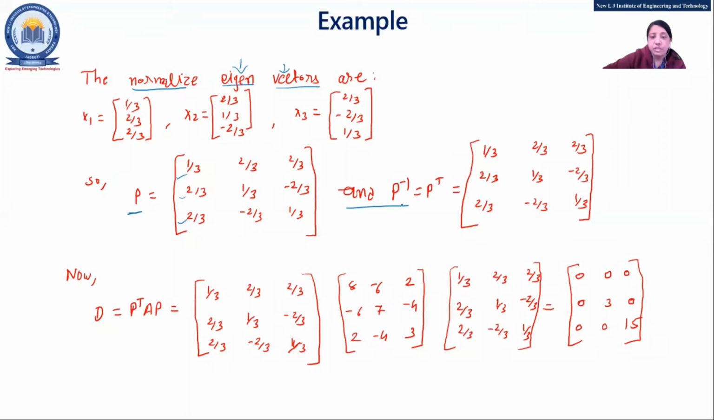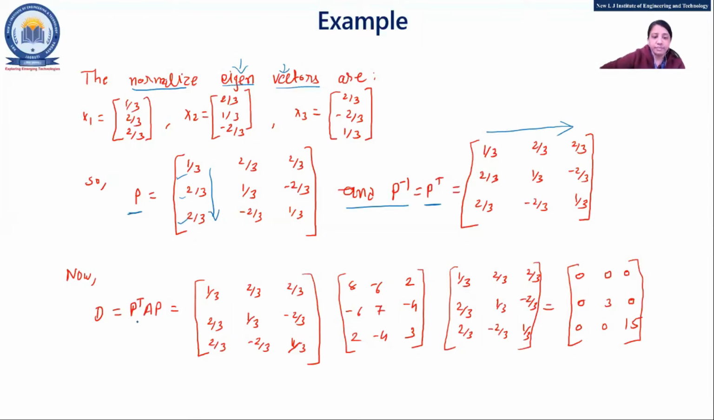P inverse. So if the orthogonal matrix you are finding P, because you are using what? Normalized eigenvector. So your P inverse would be nothing but what? Transpose of that matrix. So you can see this is 1 by 3, 2 by 3, 2 by 3. This I have written as a row. Fine. So it is what? A transpose of a matrix.